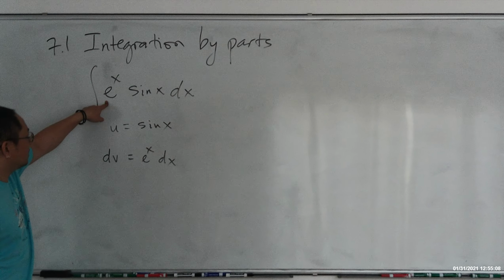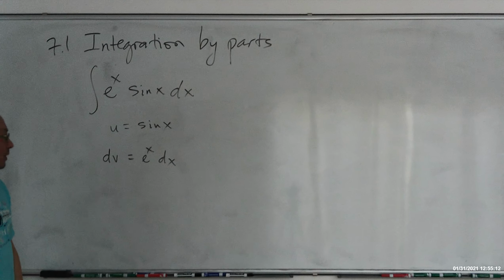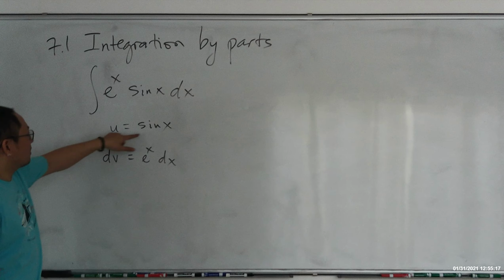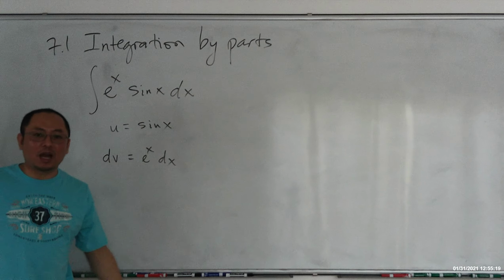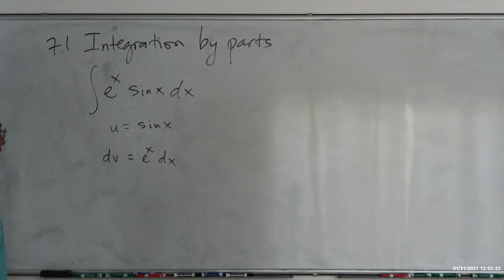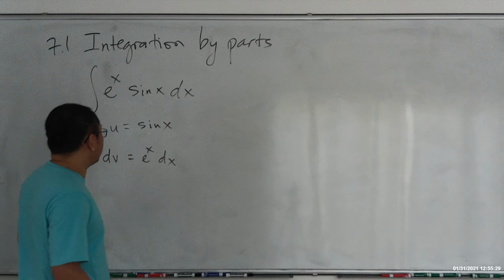You can choose u equal to e to the x, and then dv is sine x dx. But I like this way better, because the integral of e to the x always gives e to the x. When you integrate sine x, you're going to have negative cosine, and the integral of negative cosine comes back to negative sine. So I don't want to mess up the sign. I may make a mistake on that. So this is safe. u equals sine x, dv is e to the x dx.